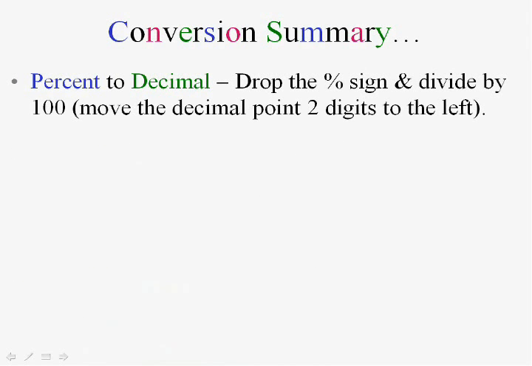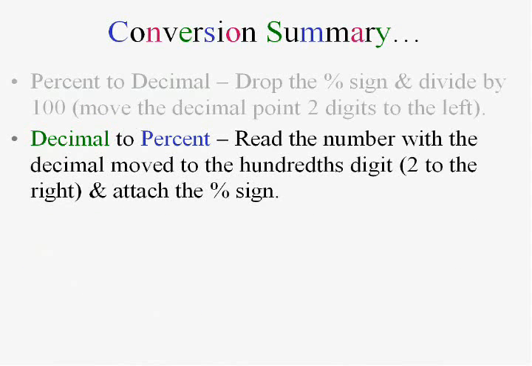So in summary, our conversions are going to be thus. To go from percent to decimal, drop the percent sign and replace it with division by 100. Or in other words, move the decimal point 2 digits to the left. Remember, the left is where the number is going to get smaller. So you're dividing by 100. To go from decimal to percent, you're going to read the number with the decimal moved to the hundredths digit. Basically 2 to the right of its original position. And then you have to reattach the percent sign because you went from a decimal to a percent.